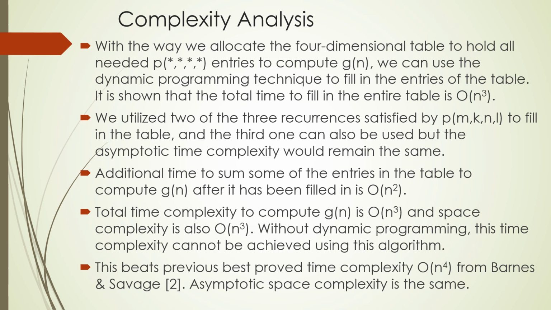And after the 4-dimensional table has been constructed and filled in, we can just choose a small number of entries from that table to sum the Gn value. And we find the time complexity is n cubed and the space complexity is also n cubed. But notice we must use the dynamic programming technique to fill in the table and sum the entries to get the Gn value. Without the dynamic programming, we cannot achieve this time complexity. And the previous best time complexity is O(n cubed) from Barnes and Salvador algorithm. But the space complexity of these 2 algorithms are the same.